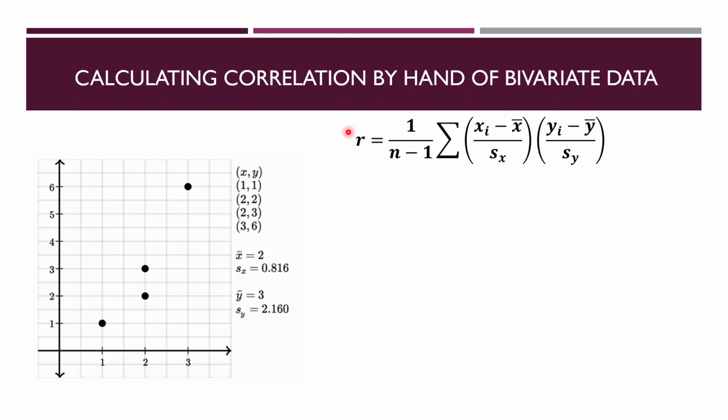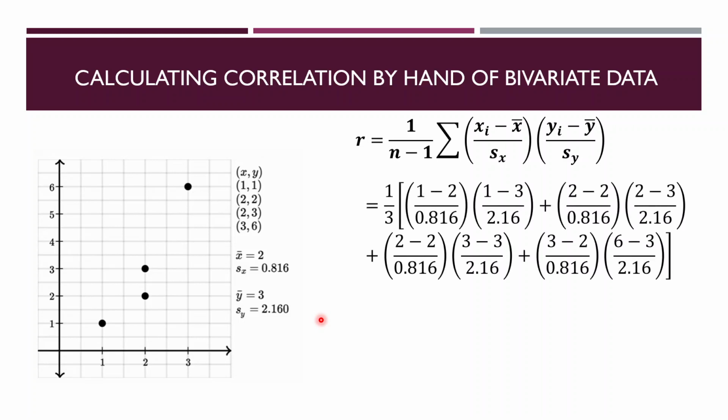It's simple. R represents the correlation coefficient. R equals 1 over n minus 1, times the sum of x values minus the mean of x divided by the standard deviation of x, times y values minus the mean of y divided by the standard deviation of y. We are also given the mean and standard deviation of x, and the mean and standard deviation of y.